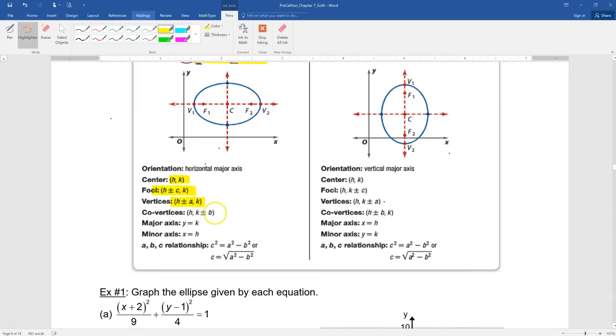The covertices are on the opposite street, right? So rather than adding to the H, you're going to add to the K. The major axis is Y equals K. The minor axis is X equals H, and so on. Okay? Yeah. And this is the same except they're just switched. So if the foci is on the H here, it's on the K there, and so on and so forth. Oh my God, I love this stuff.